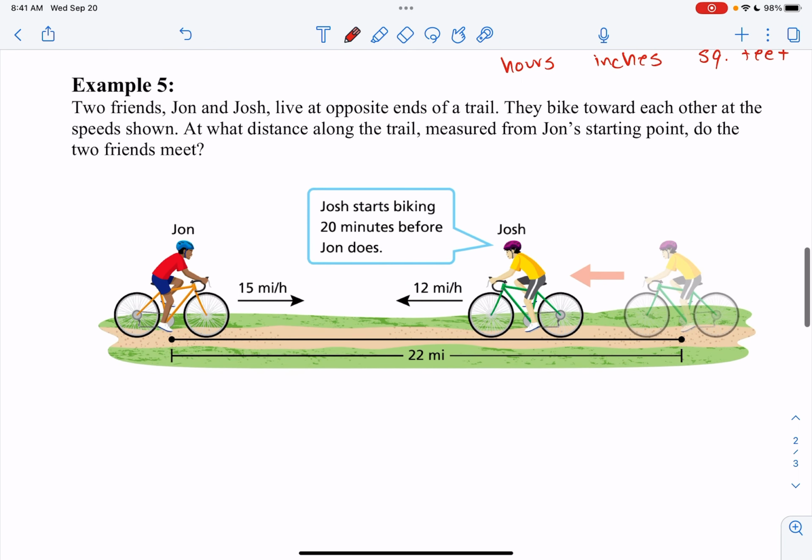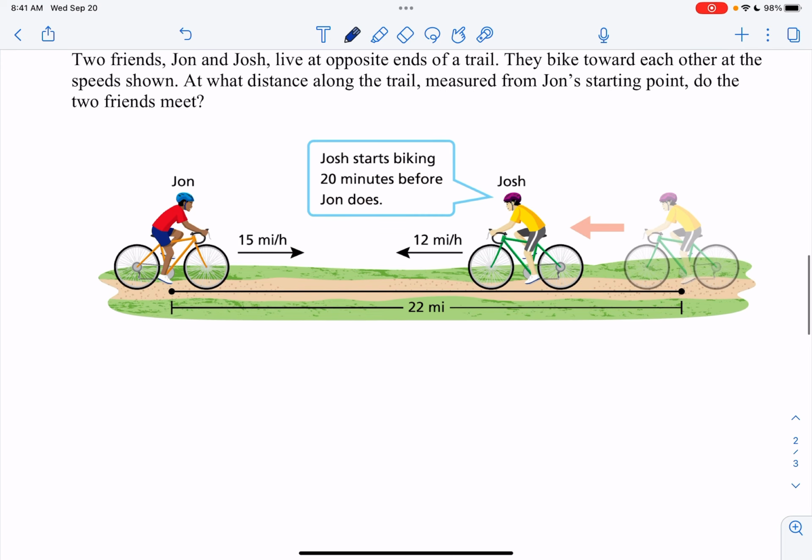Again, I'm going to work through it using that kind of verbal model, and hopefully we'll get used to doing that. So we have two friends here, John and Josh. They live at opposite ends of a trail. They bike toward each other at the speeds shown. So let's go ahead and look here.